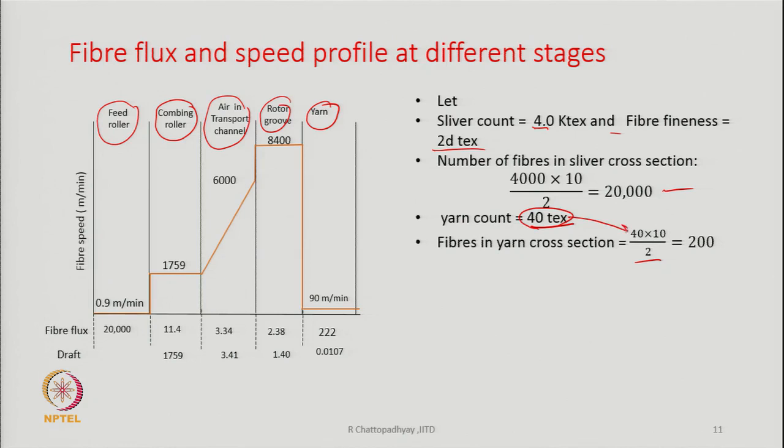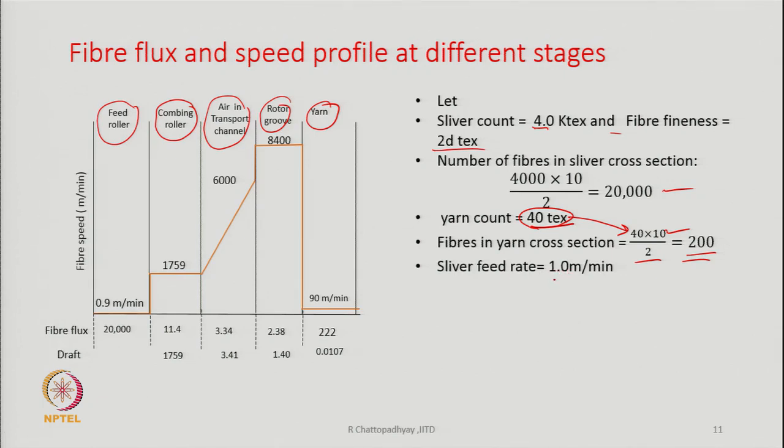So, this 40 comes here, I convert it into decitex by multiplying by 10 and then divide by the fiber fineness, which is given in decitex, which is 2, and therefore, the total value is coming 200. Fibers in the yarn cross section, therefore, is going to be 200.